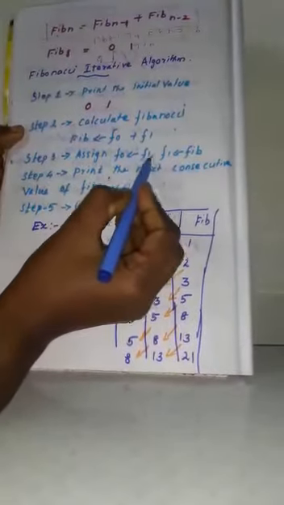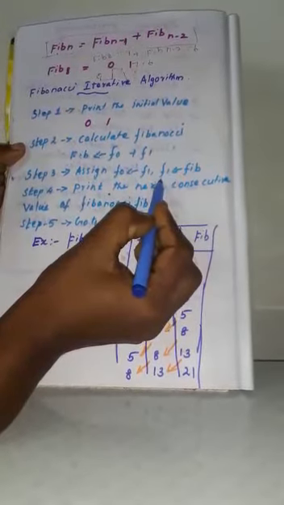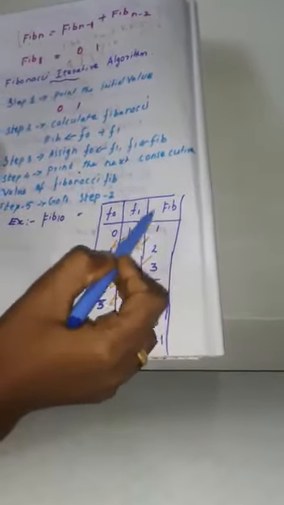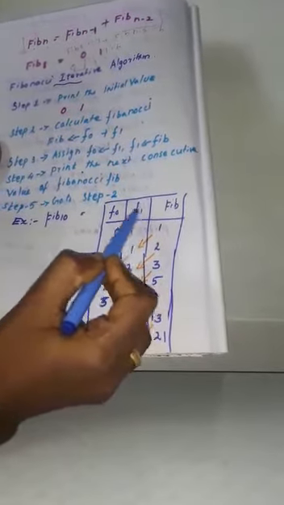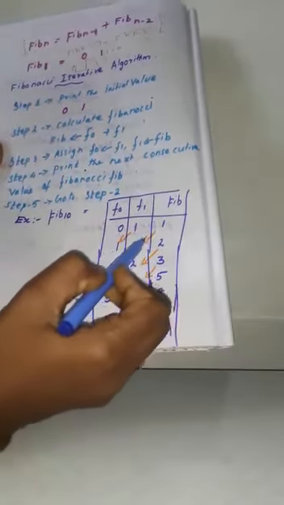Okay. Next, step 3, assign: the F1 value is assigned to F0, and the Fib value is assigned to F1. First, listen here. F0 equals 0, F1 equals 1. Our answer, the Fib value, is 0 plus 1, 1. Next, in step 3, you see the F1 value is assigned to F0 and the Fib value is assigned to F1. So 1 plus 1, answer 2.